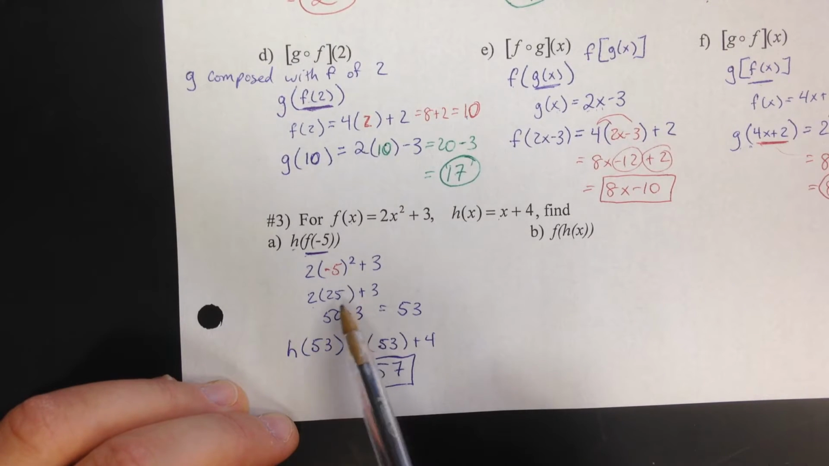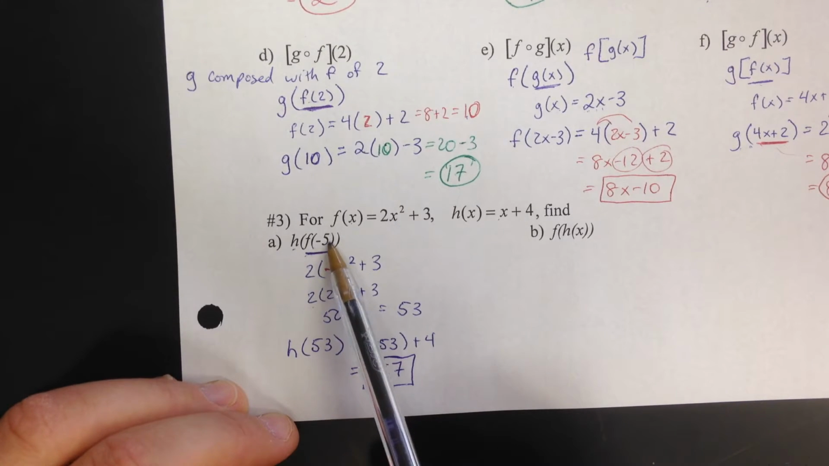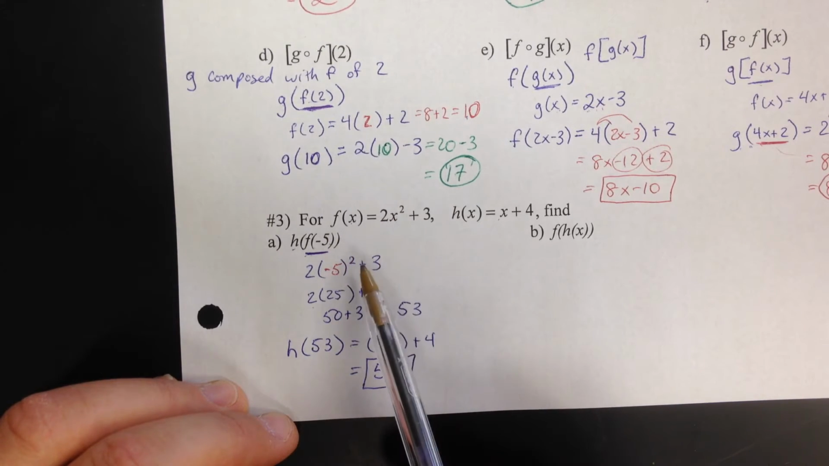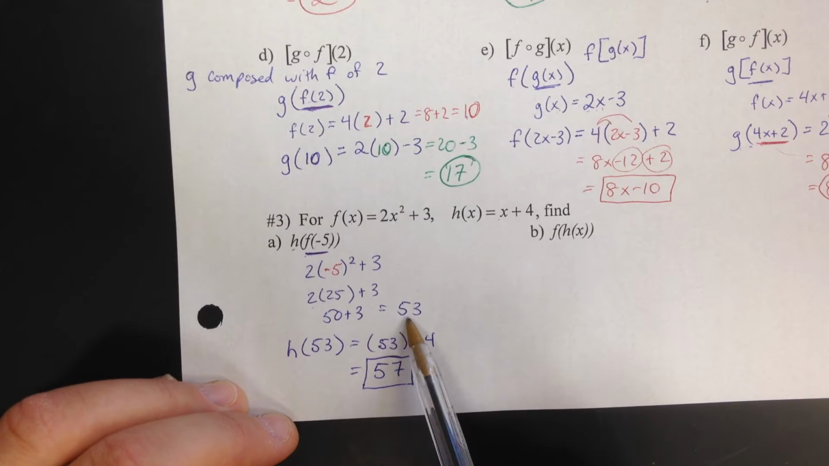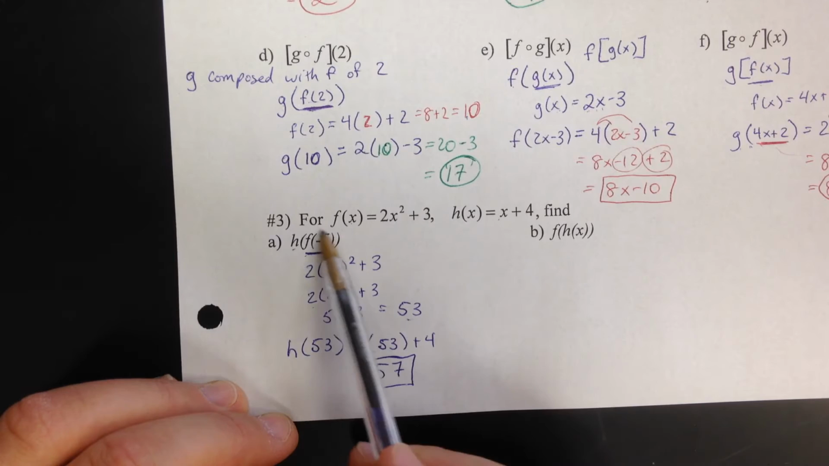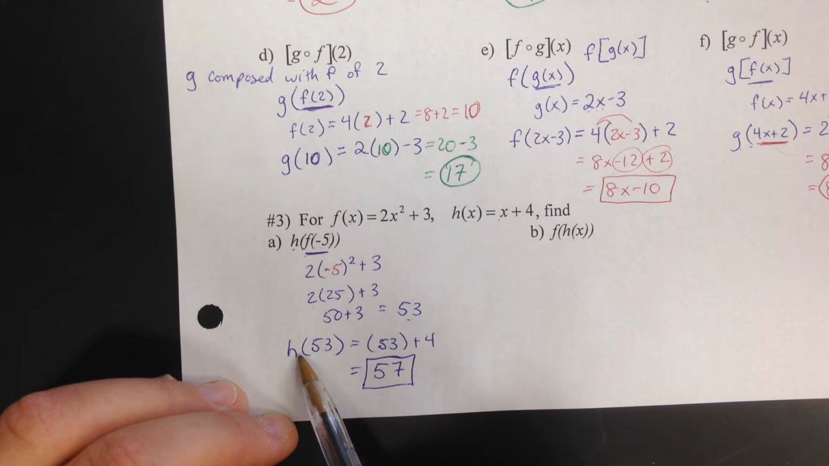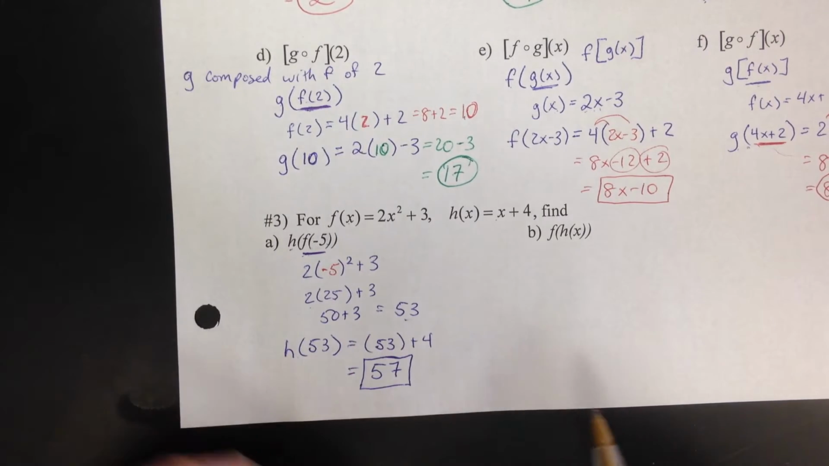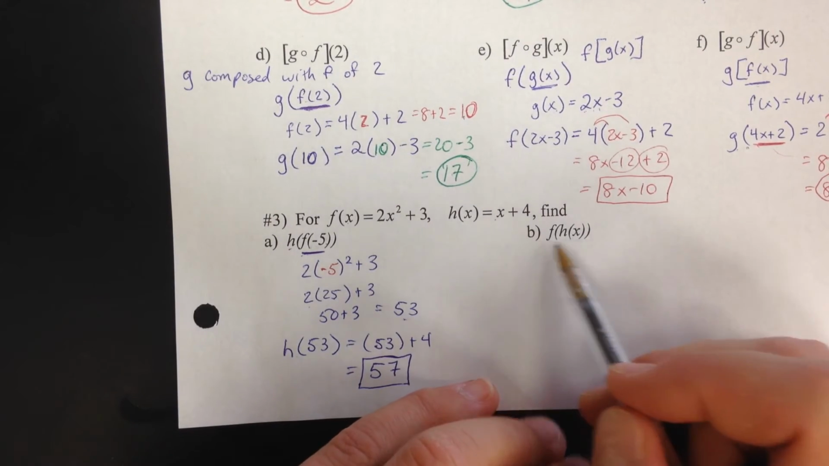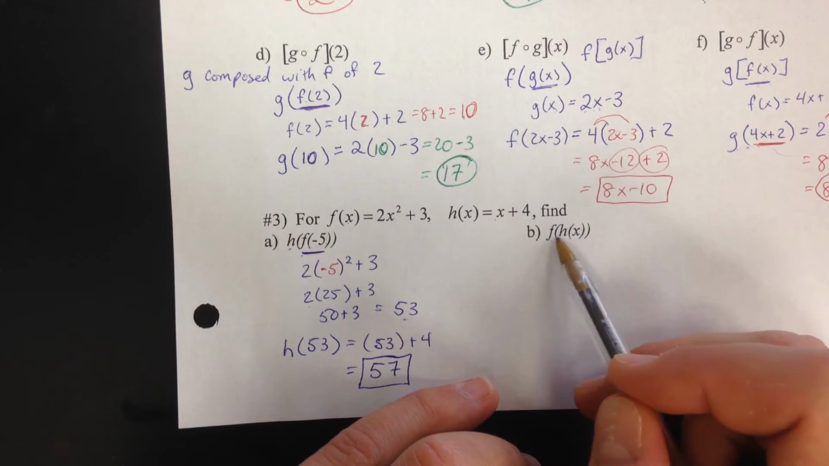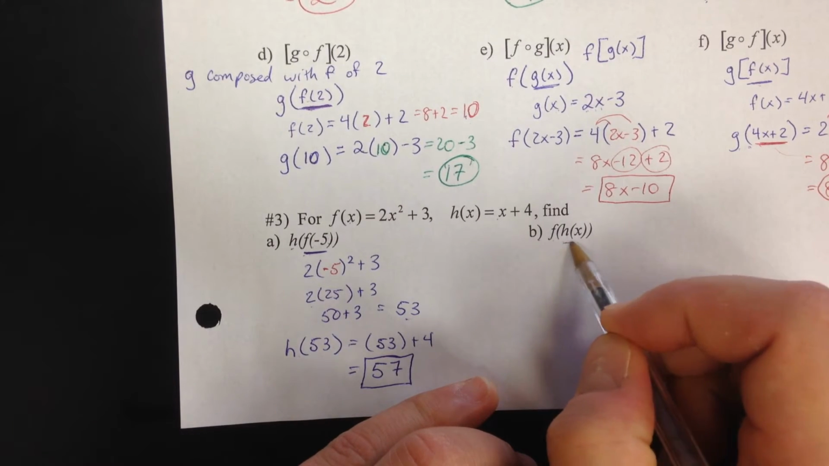Everything we do here, it's step by step. Start with the inside function, work it out, and then whatever you get for that value, whether it's variables or just a number, you replace it in the original problem, and then you move to the next function and plug it in. So let's do one more part here, part B, f of h of x.